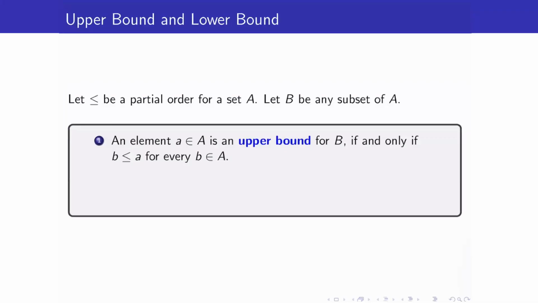In this lesson, we are going to talk about bounds for partially ordered sets. Suppose that we have a partial order for a set A, and suppose that we have a subset B of A. We say that an element is an upper bound for B if and only if that element is greater than all the elements of B.